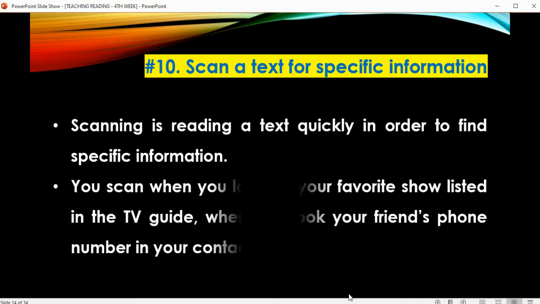So notice here, for example, in our everyday daily life, we usually scan. For example, when you look for your favorite show list on a TV guide, when you look for your friend's phone number in your contact list, all right? So you are using scanning.